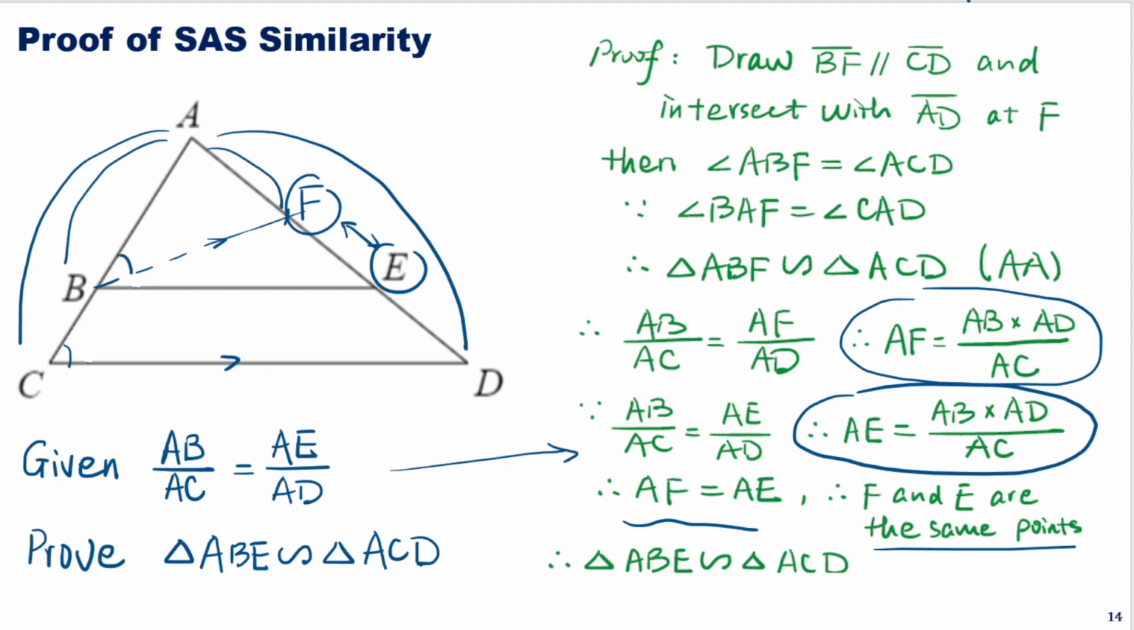We have just proved ABF is similar to ACD, and then we know F and E are the same point. Therefore, we have triangle ABE is similar with triangle ACD, right? So this is the logic behind SAS similarity. Did you get it? Again, this theorem can be proved.